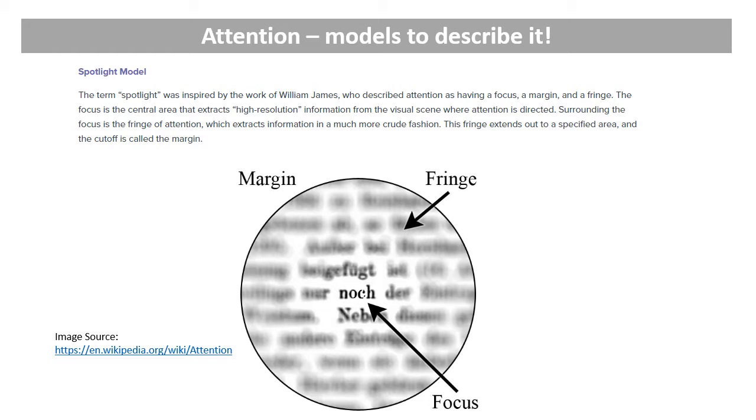And there is a similar model called the zoom lens model, where we can see the diameter or the size of the margin can expand or contract. Based on it, the area of focus will also encompass more elements or fewer elements. So one thing to be noted here is that if more things are in focus, then the processing of the information will also decrease.